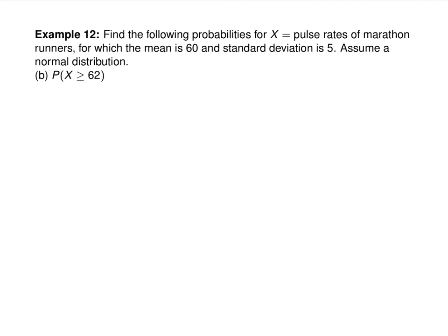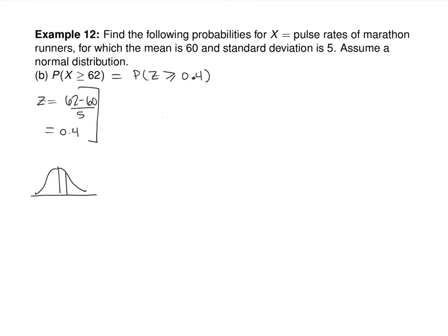Okay, next, how about you find a marathoner whose pulse rate is above 62? Well, first we'll find that z-score. Notice that this is not very far from the mean. So 62 minus 60 over 5 comes out to be 0.4. Now, one problem you have is these z-tables by default do less thans. And what you're looking for is, in your bell curve, if you're at 0.4, what's the area from there to there? And you can find this one of two ways.